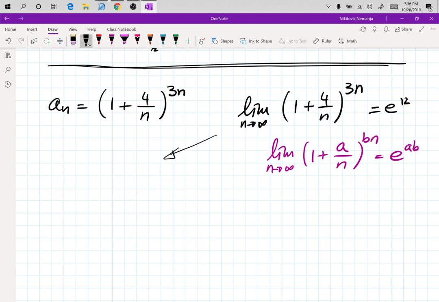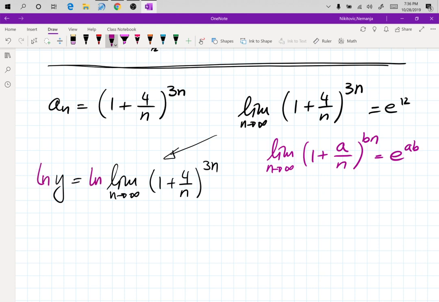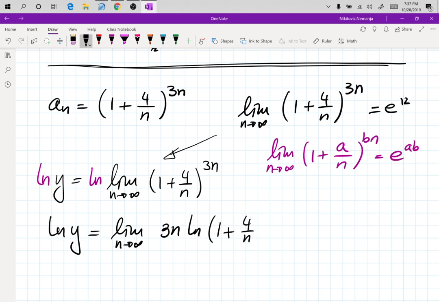Let's go. We start by setting the unknown limit to y, and we're going to take ln of both sides, so I'm leaving some space. 1 plus 4 over n raised to the 3n. The only way for me to kill that 3n exponent is to use ln so I can pull it down. That's that power rule that we used in the past. So now I have ln y is equal to, put the limit in front, and now I have 3n ln of 1 plus 4 over n.